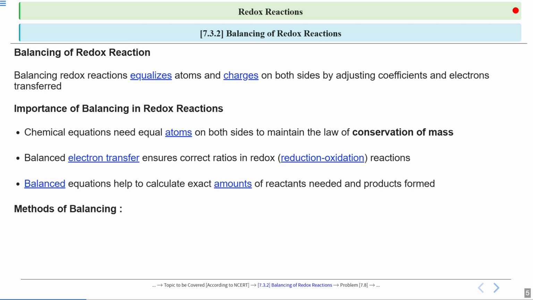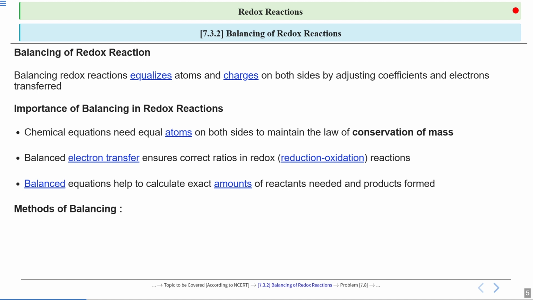And now the methods of balancing. One more thing here is that the exact amount can be calculated with the help of a balanced equation, because it will provide the stoichiometric ratios, and that could be identified by the coefficients in the balanced chemical equation. What will it do? It will allow the chemists to accurately predict how much of each reactant is required and how much of the product will be formed. So this is all about the balancing of redox reaction and its importance.